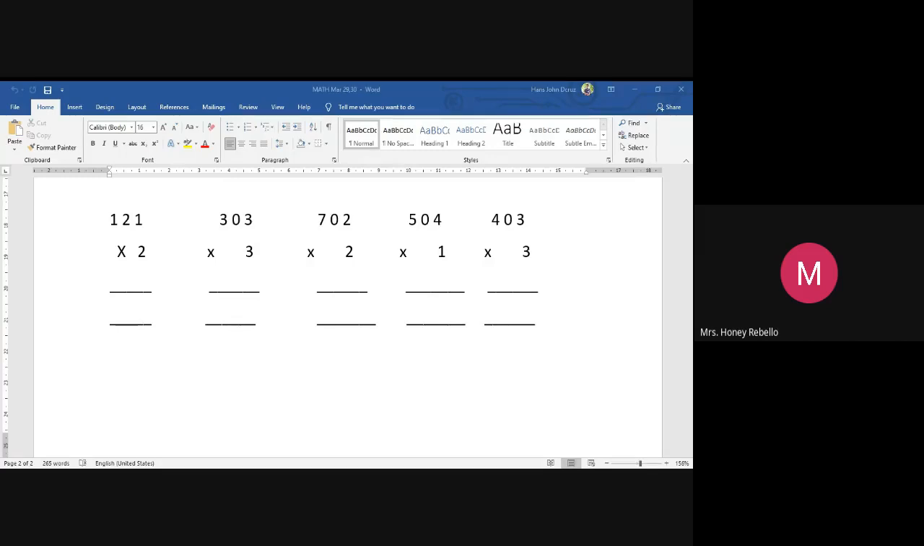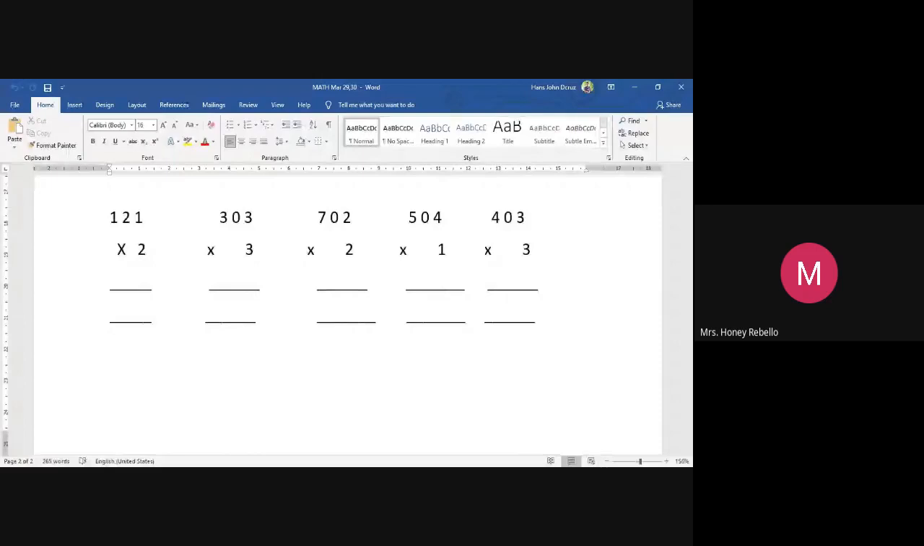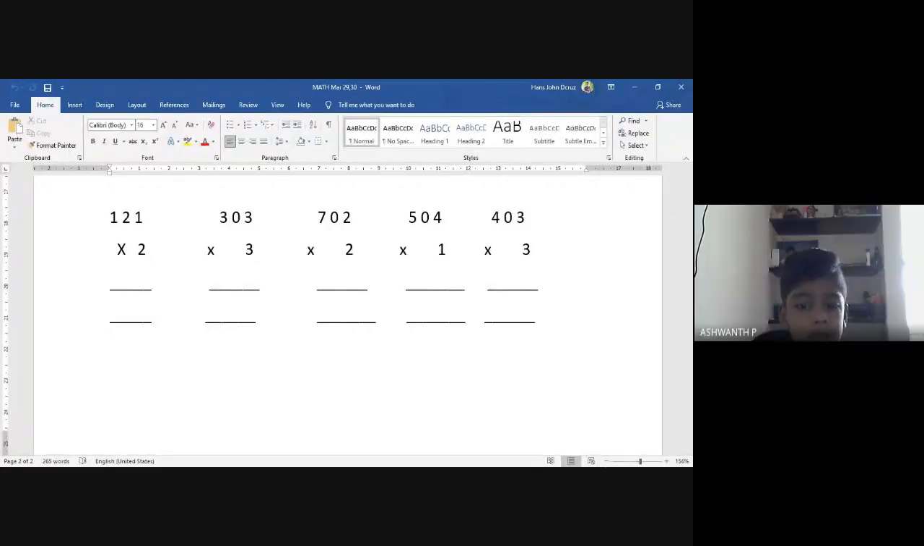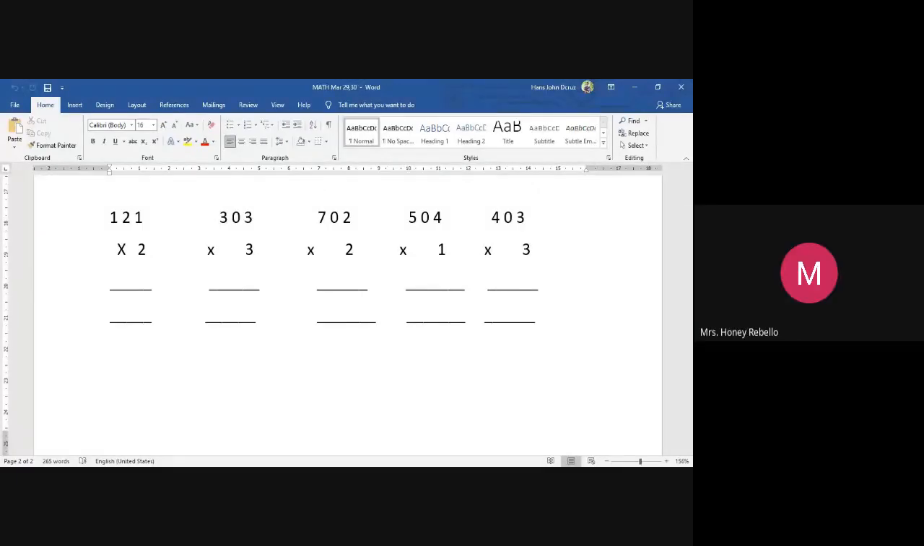Only when I call your name, you have to turn on. Okay. Now, second one. Ashwant, help me to do the second sum. 303 into 3. Which table you have to say, Ashwant? Table, ma'am. Which table? 3 table. Third table. Table of 3. Very good. Start doing it.